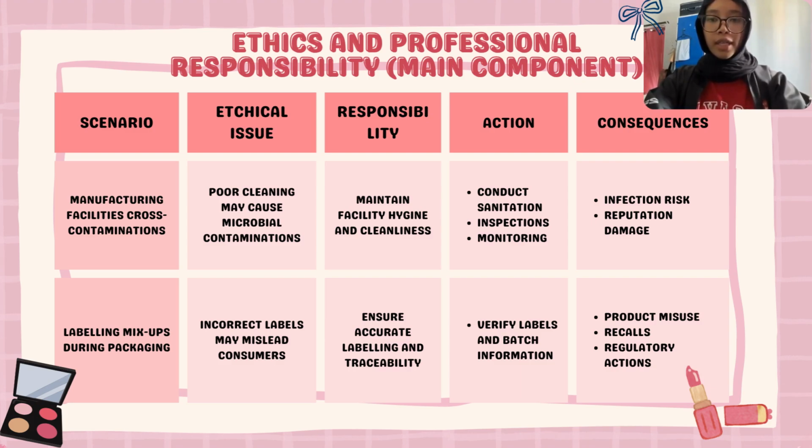The next scenario is labeling mix-up during packaging. This happens when the wrong labels are placed on products during packaging. The ethical issue is that incorrect labels may mislead consumers. For example, the ingredients, instruction, warning, or expiry dates may be incorrect. This is dangerous because consumers depend on labels for safe product use.